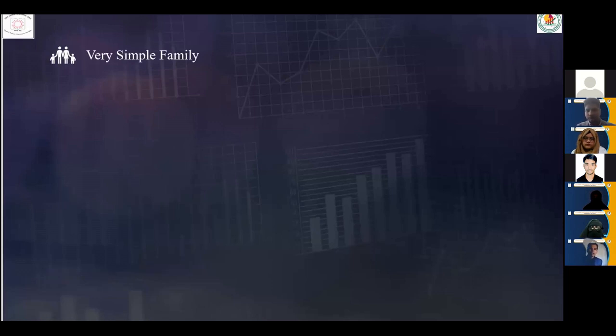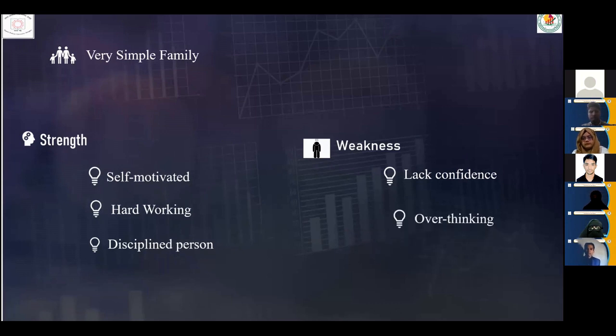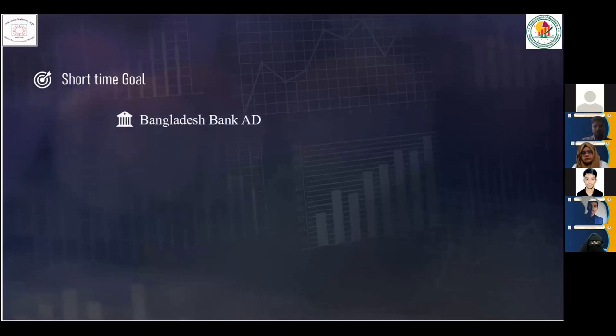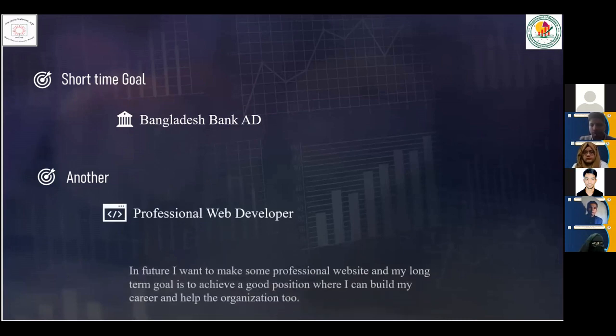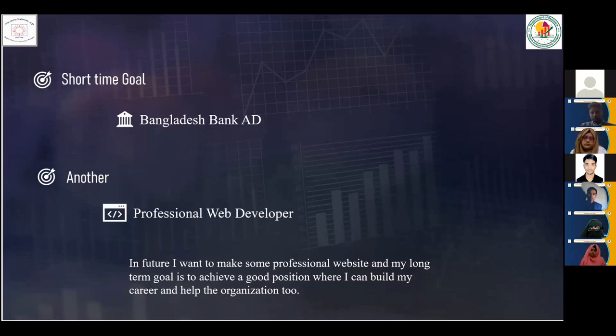Basically, I belong to a very simple family, and I have some strengths. They are self-motivated, hardworking, and a disciplined person. And I have some weaknesses too, and the weaknesses are lack of confidence and overthinking. My short-term goal is to be a Bangladesh Bank Assistant Director, and I have another goal: to be a professional web developer. In future, I want to make some professional websites, and my long-term goal is to achieve a good position where I can build my career and help the organization too.